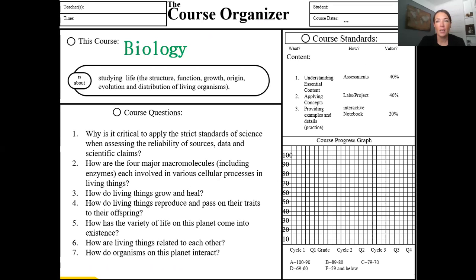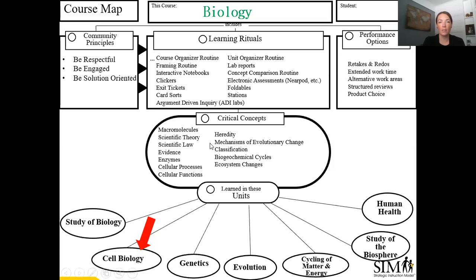So the other day in the Institute, you guys worked to draft your course organizer. Here's a sample of what my biology course organizer looks like. On the back of the course organizer are the units. Some districts will pace out these units for you, and some of you may have had to determine them on your own. Today we're going to be focusing on the cell biology unit.